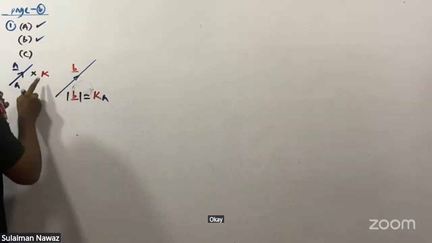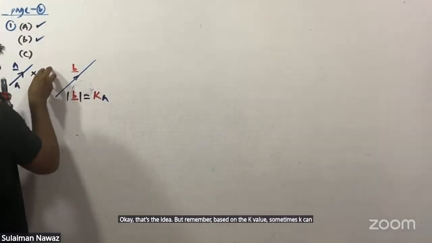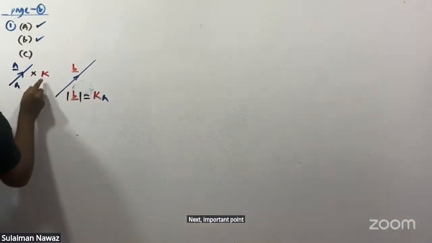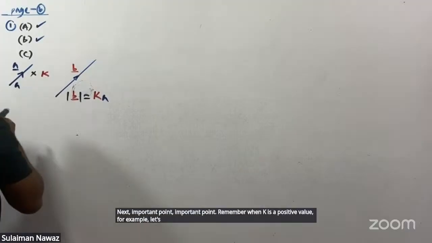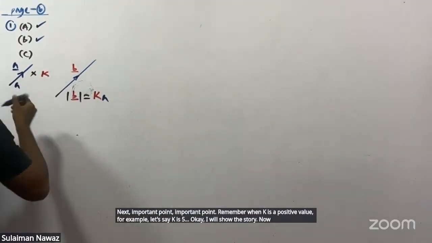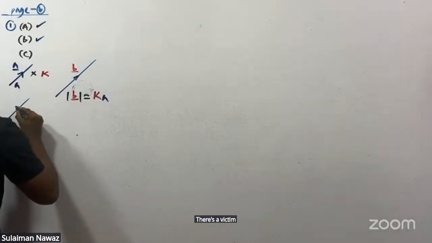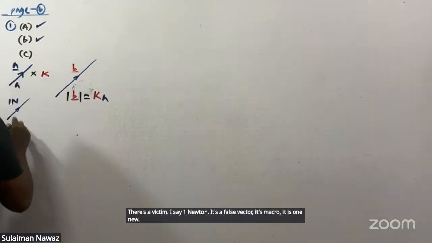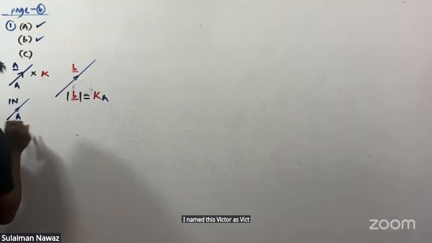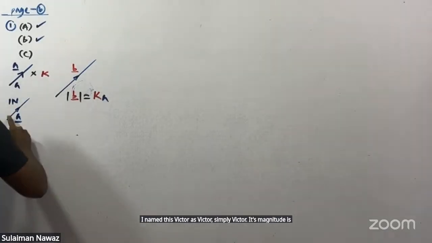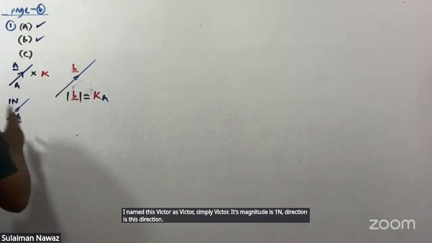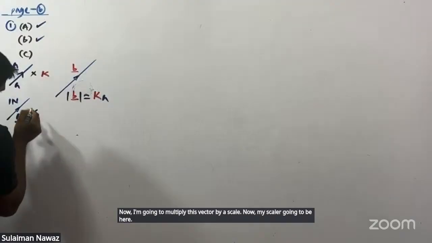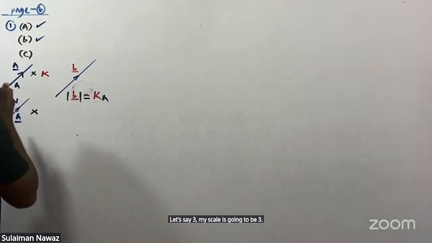Remember, based on the K value, sometimes K can be a positive value, like K is 5. Sometimes K can be a negative value. Next important point: when K is a positive value, for an example, let's say K is 5. I will show this. Now, there's a vector. I say 1 Newton, it's a force vector. Its magnitude is 1 Newton. I name this vector as vector A. Direction is this direction. Now I'm going to multiply this vector by a scalar. My scalar is going to be 3.